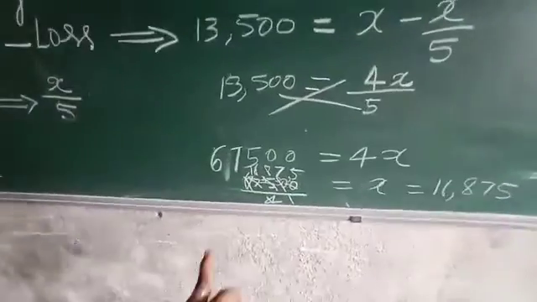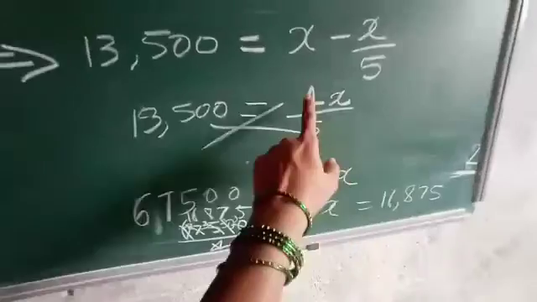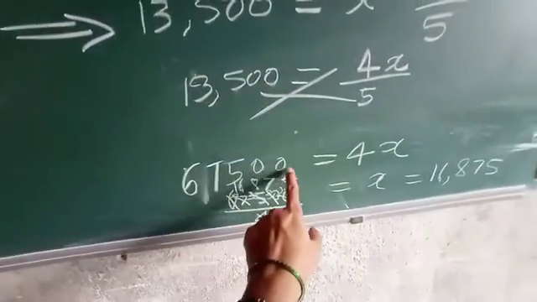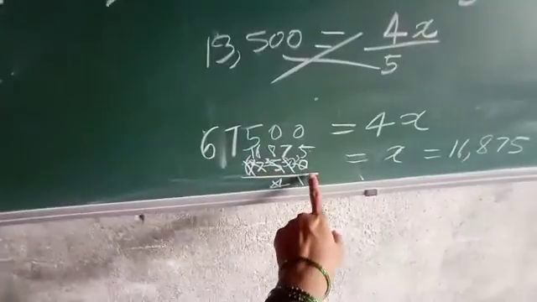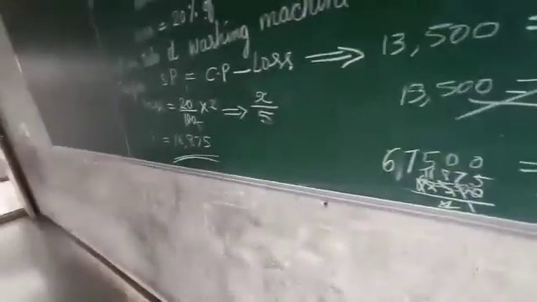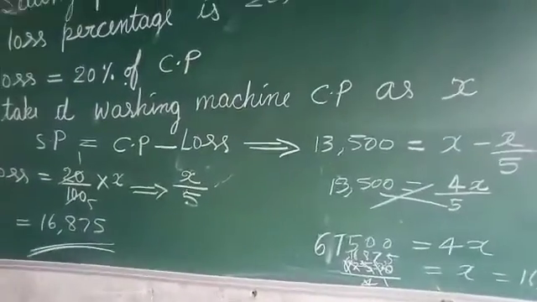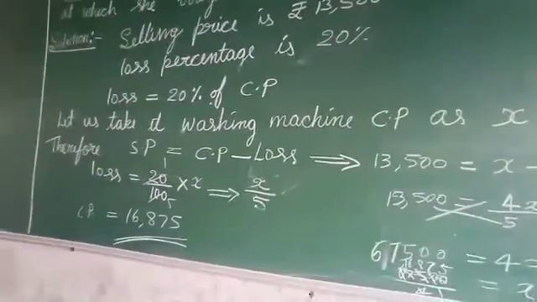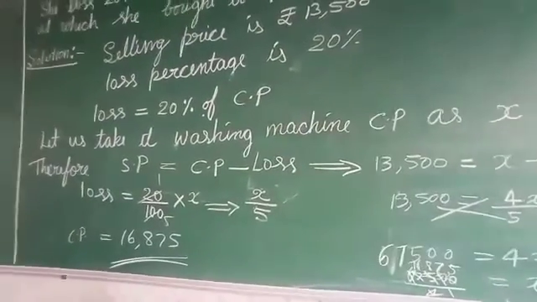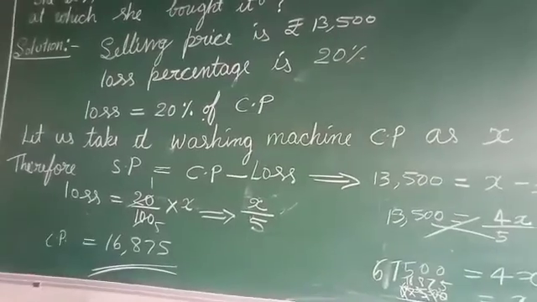Here I have done cross multiplication. I multiplied with the 5 and we have got 67,500. 67,500 divided by 4, we have got 16,875. So cost price is 16,875. So they have got what was the price at which she bought it. She bought it for 16,875. Hope you understood. Thank you.